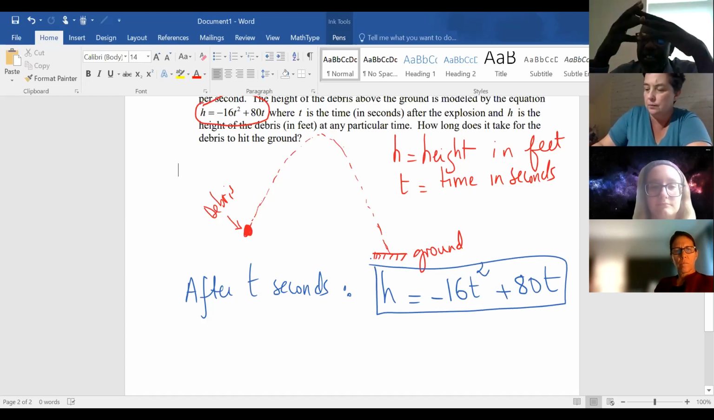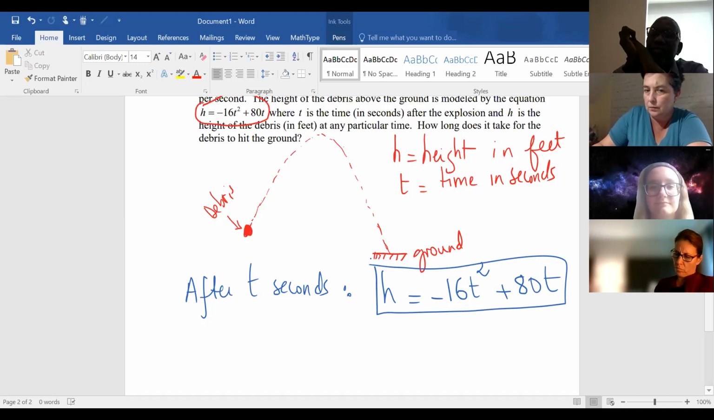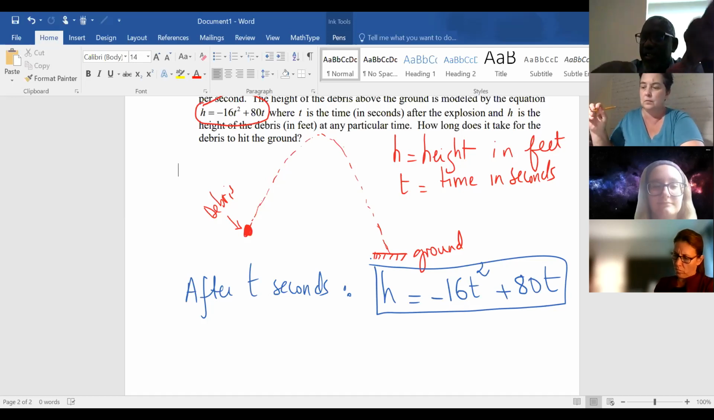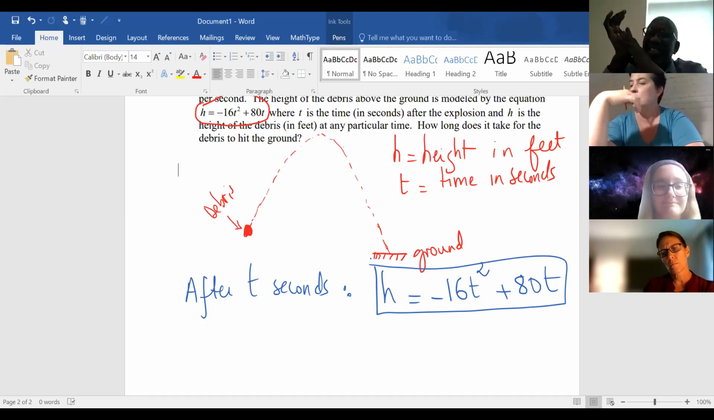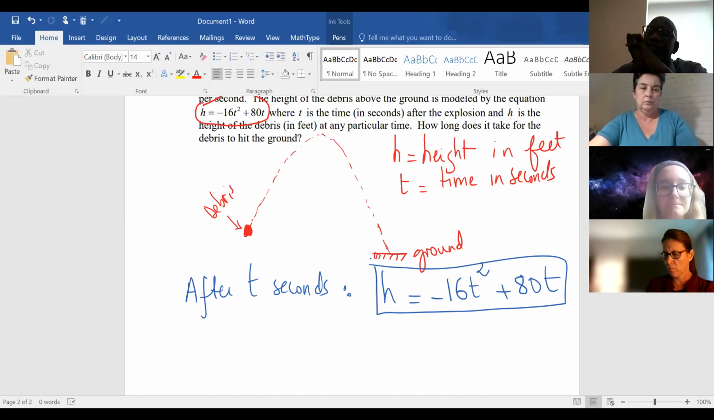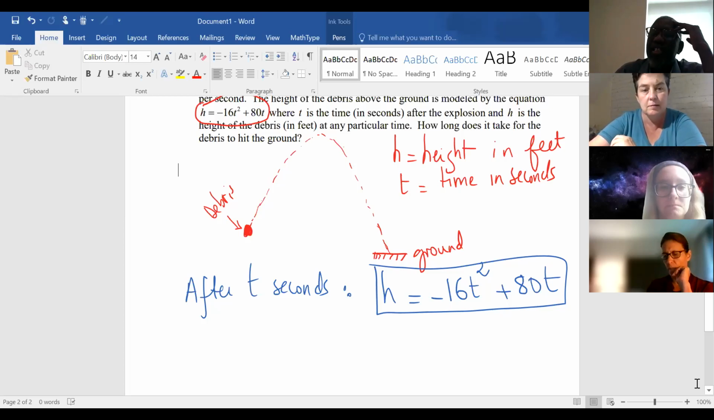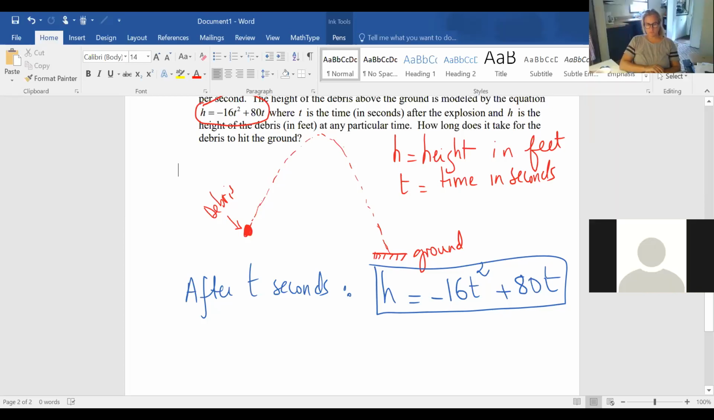So for instance, if somebody asks you, what is the height after 3 seconds, what do you do to answer that question? That isn't the question we are asking here, but if I ask you what the height of the debris was after 3 seconds, what do you do? Plug in 3 where the T is. Exactly. You plug in 3 where the T is, because 3 is in seconds, right? You put 3 everywhere you see T. What was the height after 10 seconds? You do the same by replacing T with 10, and so on. But that is not the question.